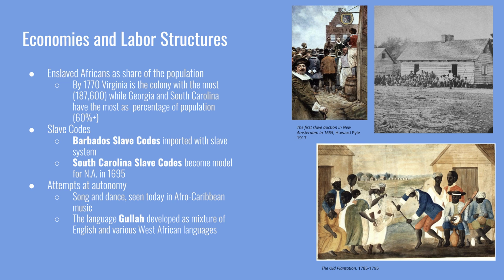Despite these attempts at controlling the enslaved population, there were some things that the enslaved population began to do to try and maintain their autonomy. Song and dance continued to be practiced from the songs and dances that they knew in West Africa, and the influences of those songs and dances can be seen in today's Afro-Caribbean music. Another way in which they tried to maintain autonomy was through the development of a new language, Gullah. It's a mixture of English and various West African languages.